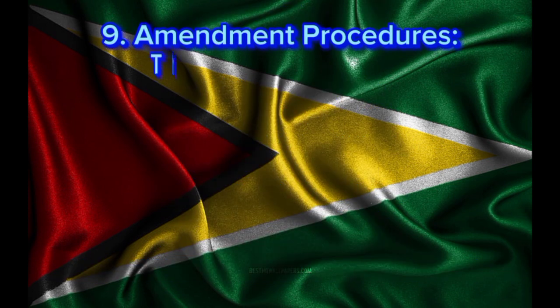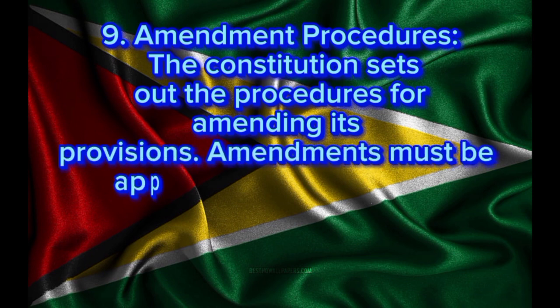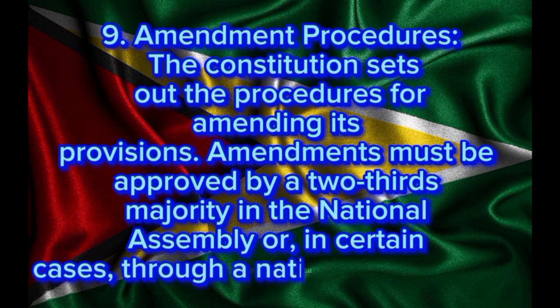9. Amendment procedures. The Constitution sets out the procedures for amending its provisions. Amendments must be approved by a 2/3 majority in the National Assembly or, in certain cases, through a national referendum.